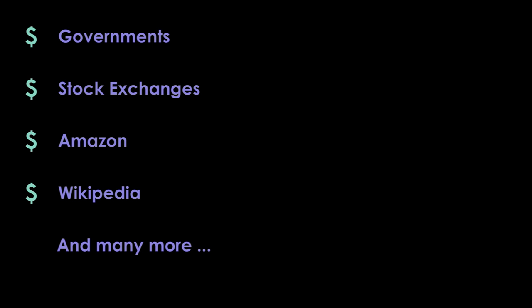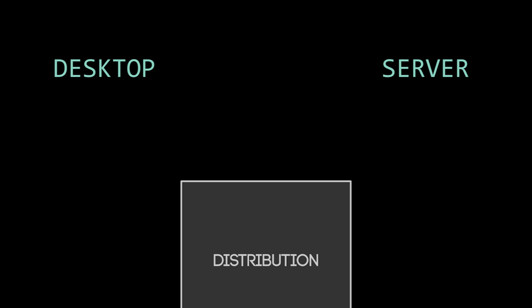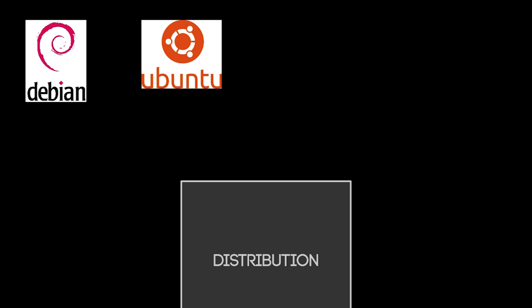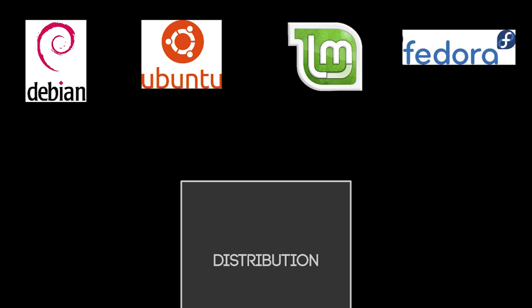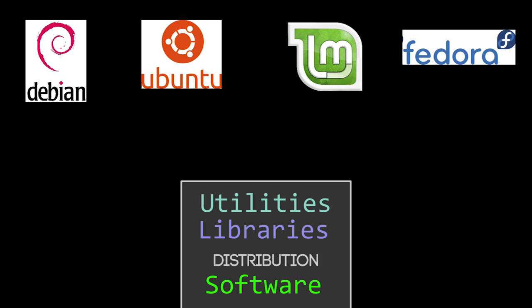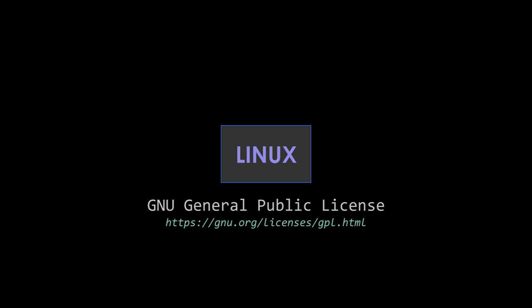The list is exhaustive. Typically, Linux is packaged in a form known as a Linux distribution, mainly for desktop and server use. Popular mainstream Linux distributions include Debian, Ubuntu, Mint, and Fedora. These all include the Linux kernel, supporting utilities and libraries, and a large amount of application software to fulfill the distribution's intended use. The Linux kernel is released under the GNU General Public License and is a prominent example of free and open source software with a strong, ever-growing community.